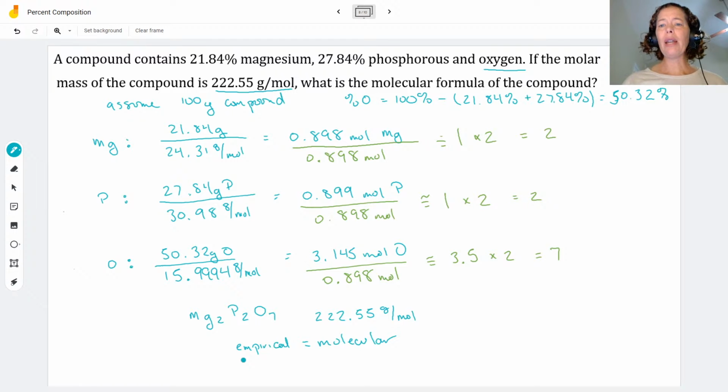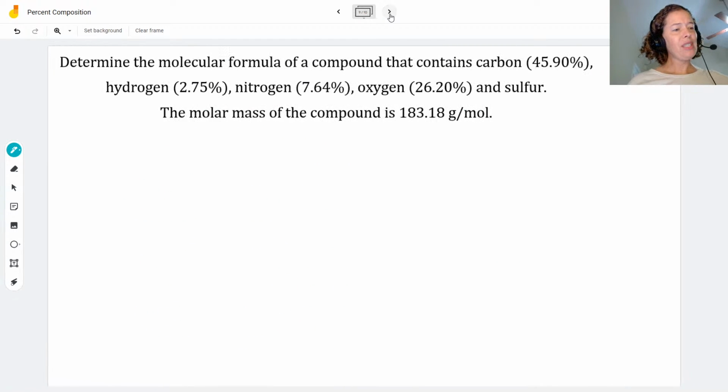We have one more problem to do. So let's go through one more calculation. Again, we are determining molecular formula. So this is going to be the same types of calculation. Determine the molecular formula of a compound that contains carbon at 45.90%, hydrogen 2.75%, nitrogen 7.64%, oxygen 26.20%, and sulfur. So the first thing I'm going to do is I'm going to calculate my percent sulfur.